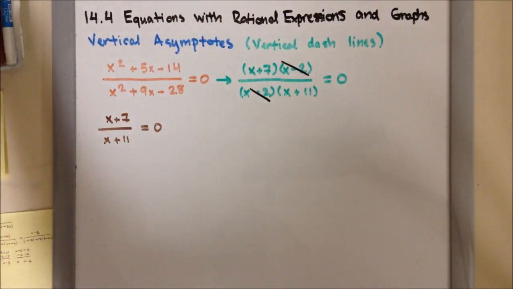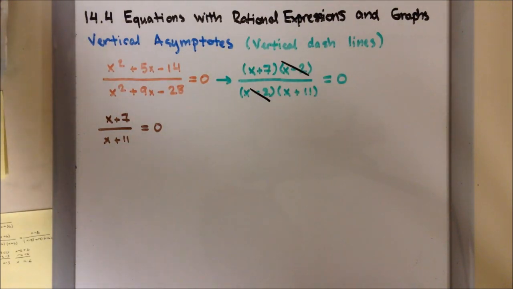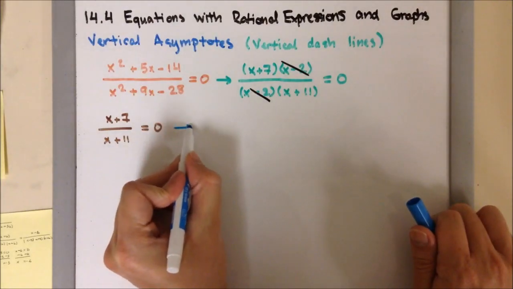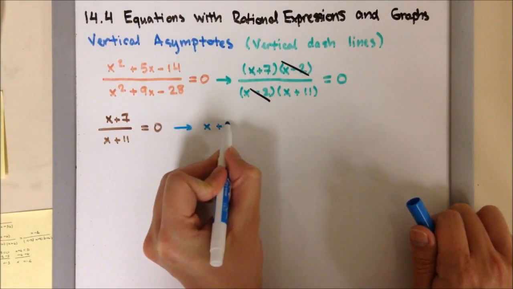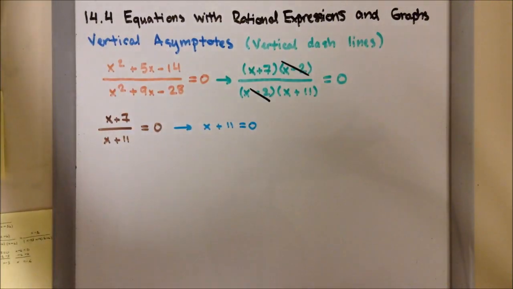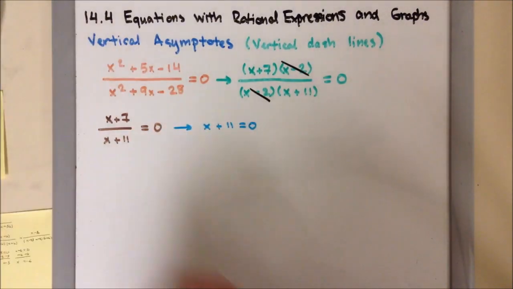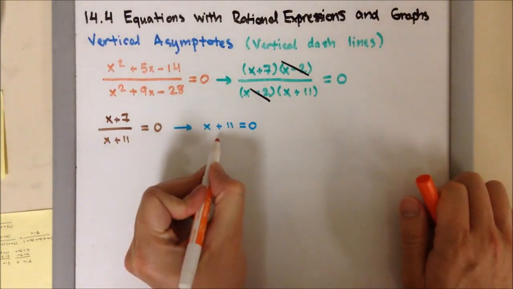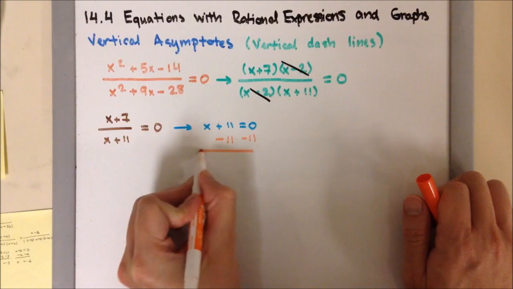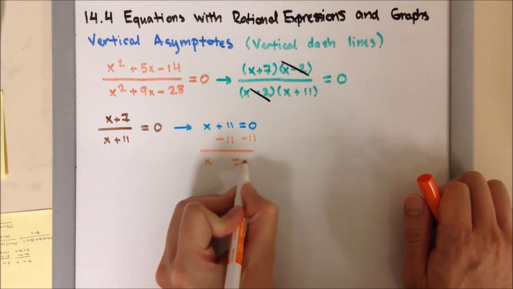So step 3 states that I need to set my factor in the denominator equal to 0, so x plus 11. So x plus 11 equal to 0. And then the last step is to solve for the variable. So I'm going to solve for x. I'm going to subtract 11 on both sides. So x equals negative 11.